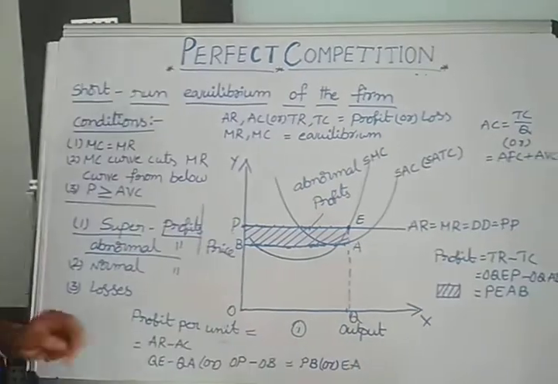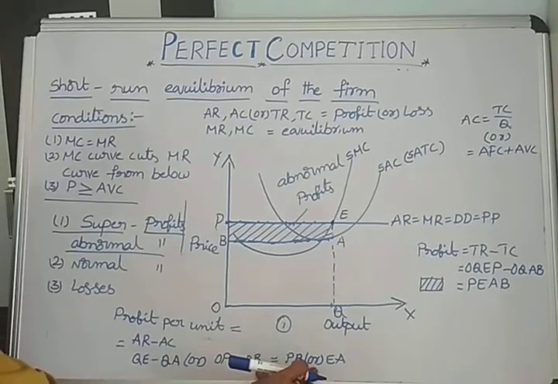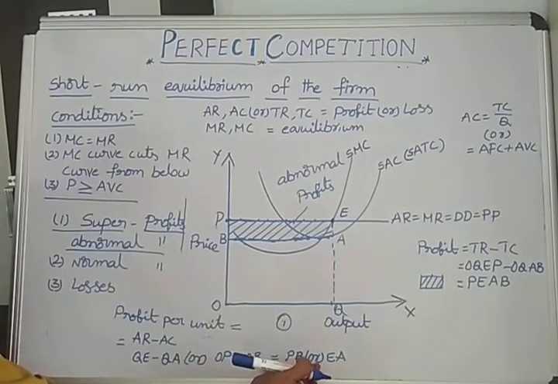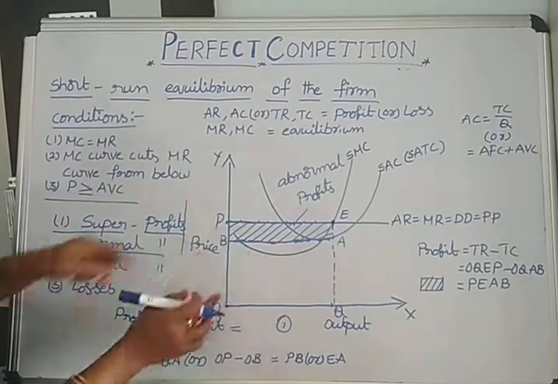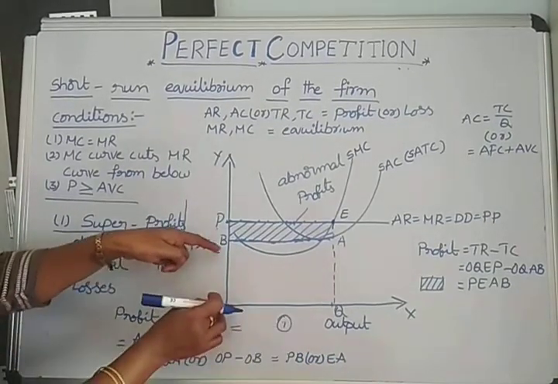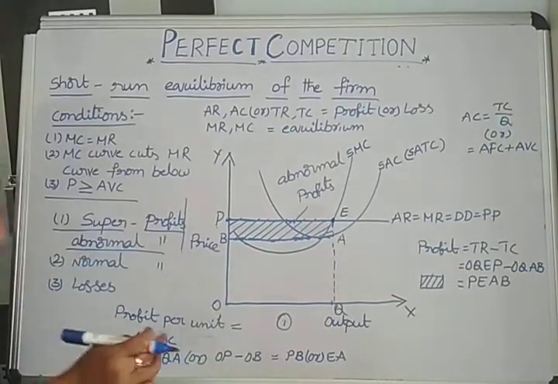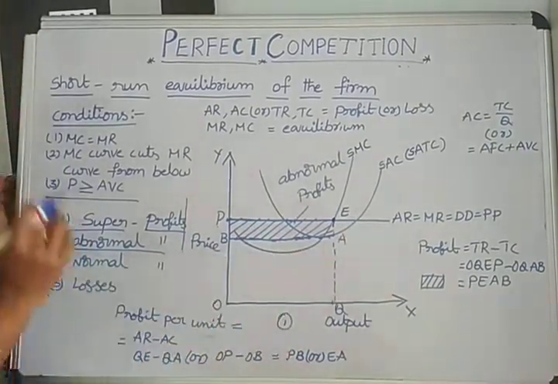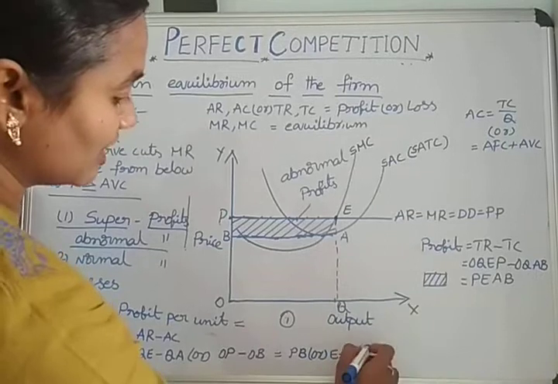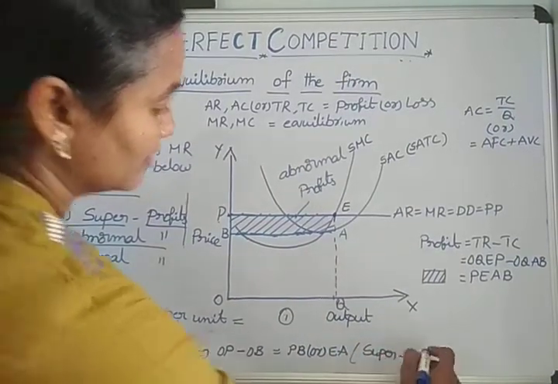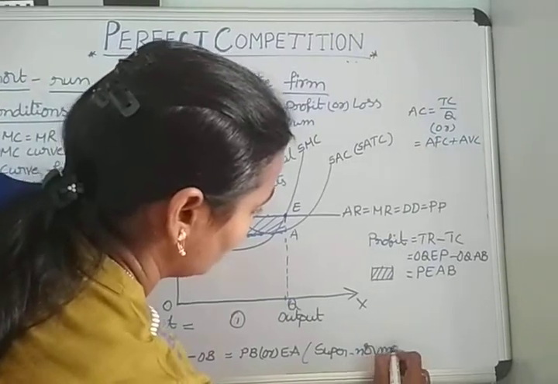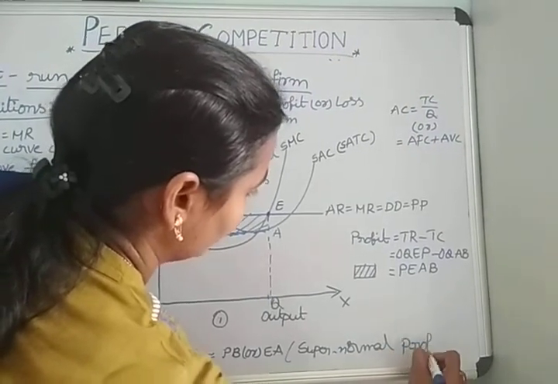This is the revenue per unit of output. The profit per unit of output received by the producer is this much. This is not a small thing. For one good they produce, they spend this much and get more. So that's why we can call these profits abnormal profits or supernormal profits.